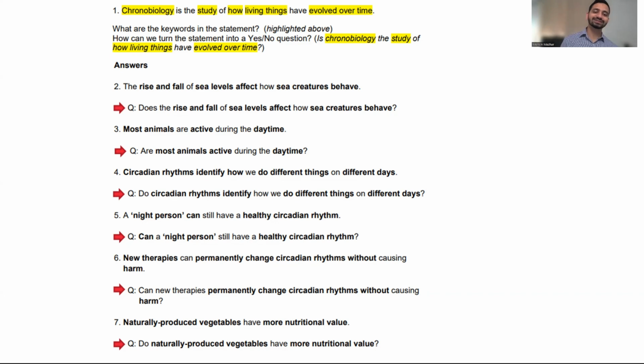A night person can still have a healthy circadian rhythm. Can a night person still have a healthy circadian rhythm? New therapies can permanently change circadian rhythms without causing harm. Can new therapies permanently change circadian rhythms without causing harm? Naturally produced vegetables have more nutritional value. Do naturally produced vegetables have more nutritional value? Okay. So I hope you got this answer. And when you're working with questions, it's easier for you, okay?